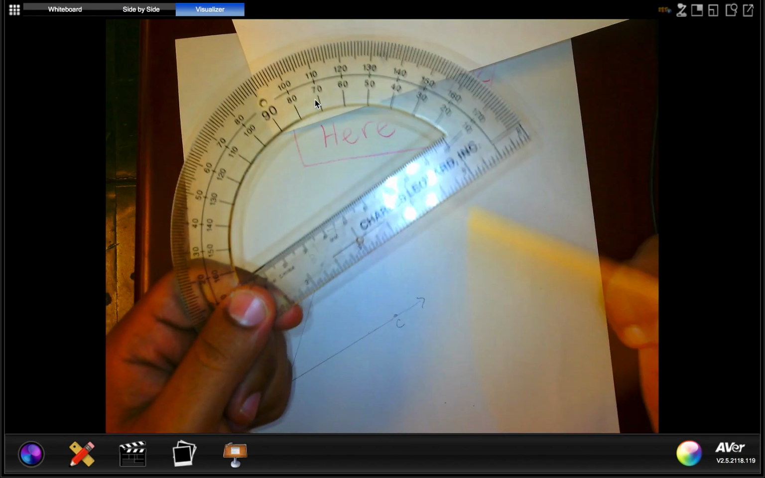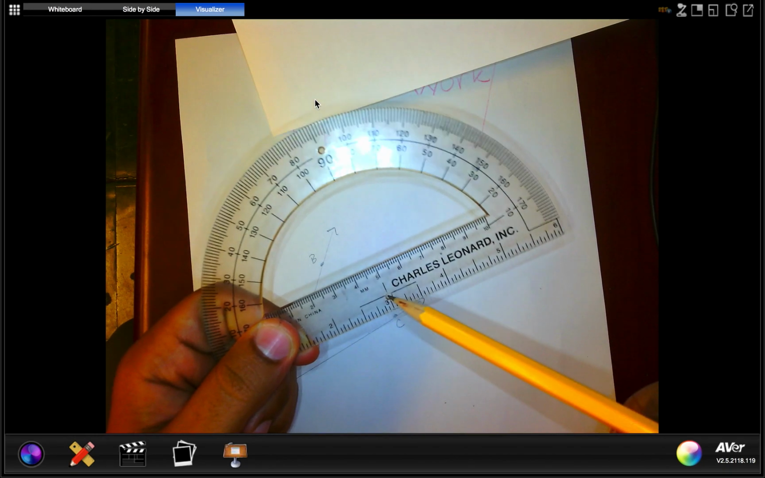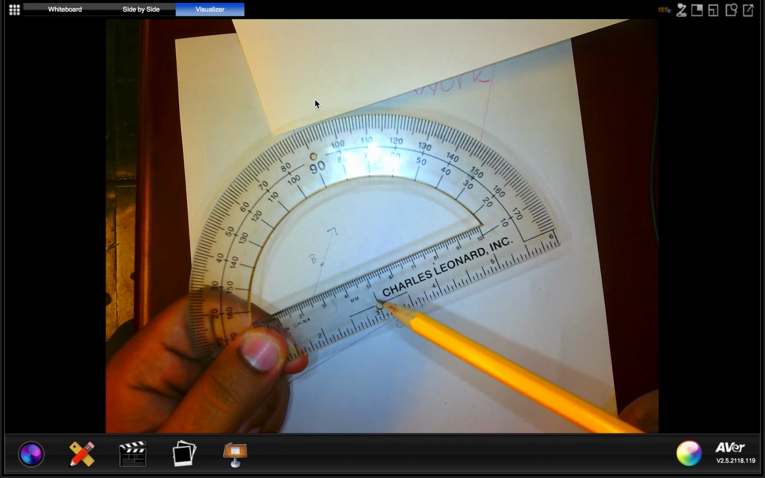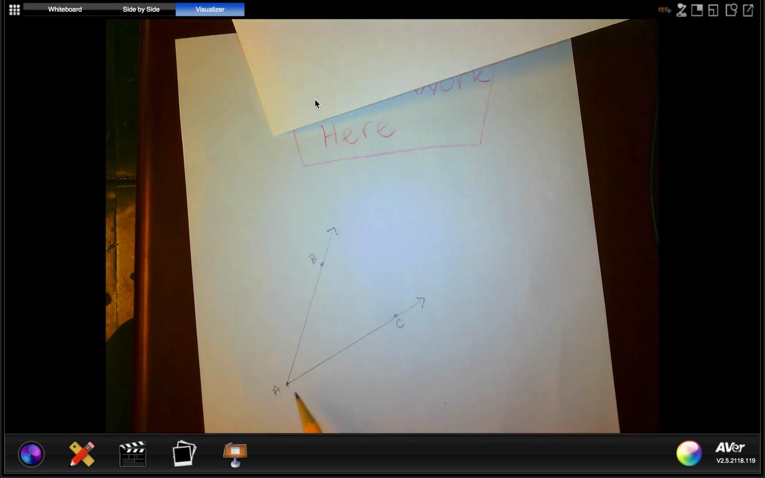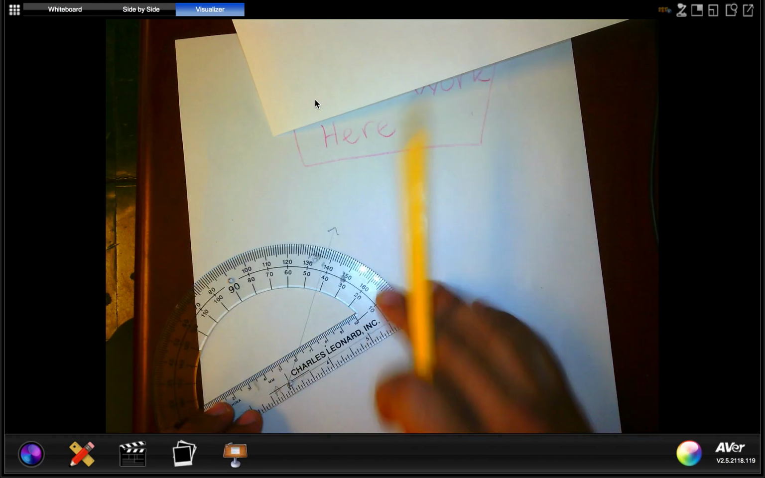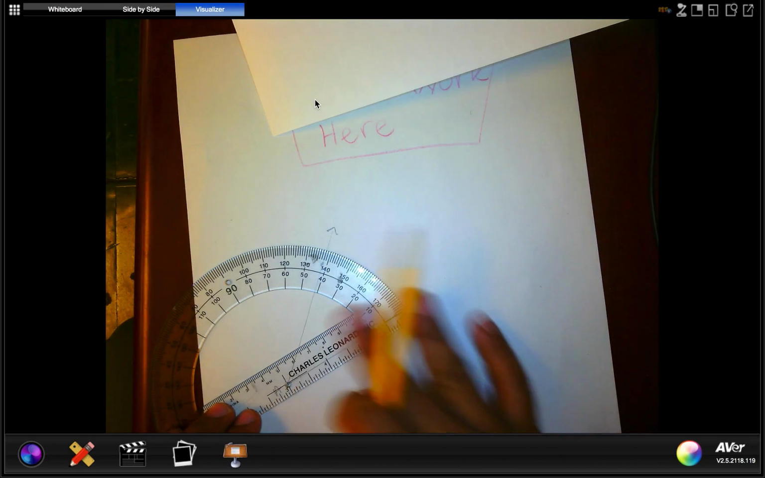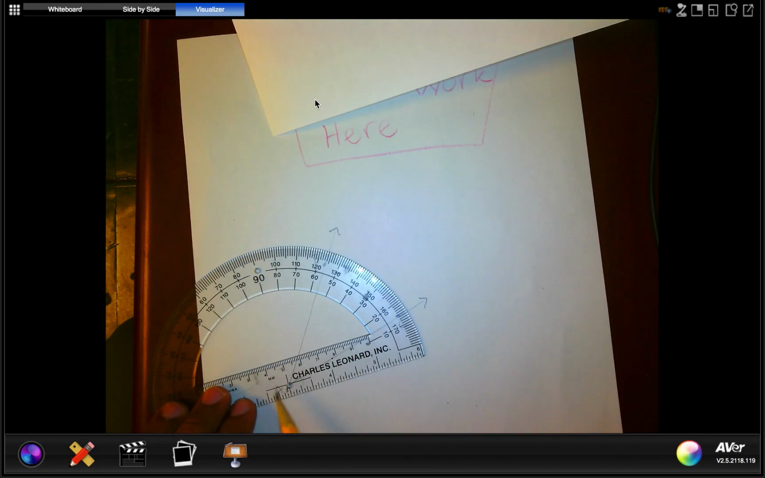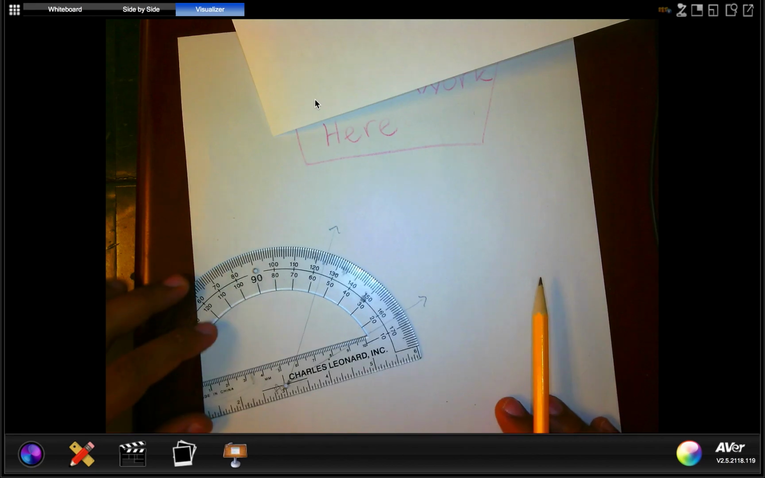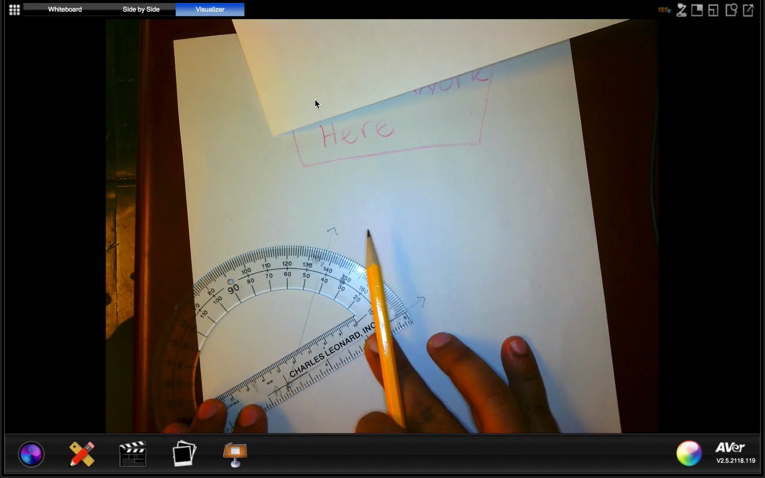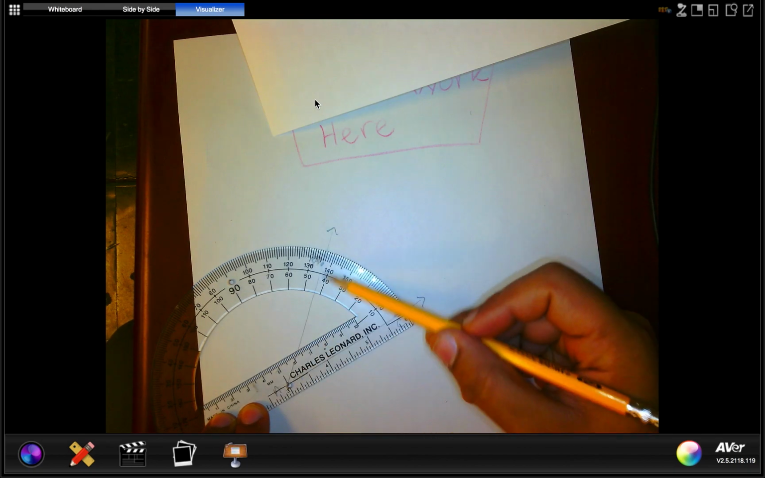Notice here that we have a hole. You should all have this at home. I have a hole. I place that small hole on the vertex. So I place it on A. Okay? And I now line up this line with 0, with one of the rays. So here we go. Lined it up. And the other one tells me the angle.